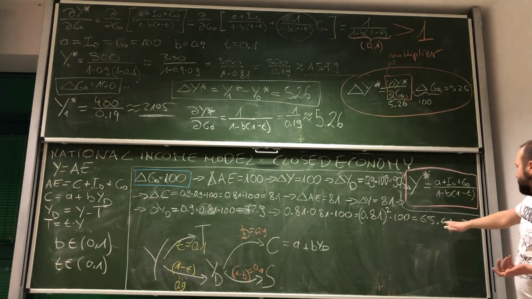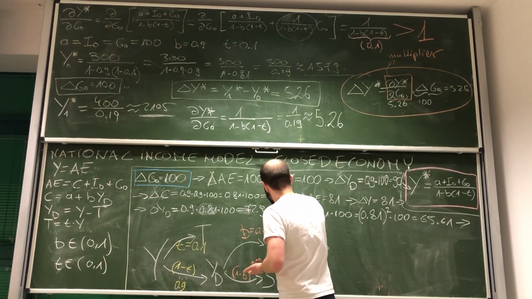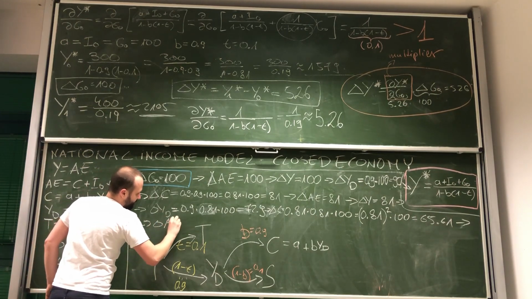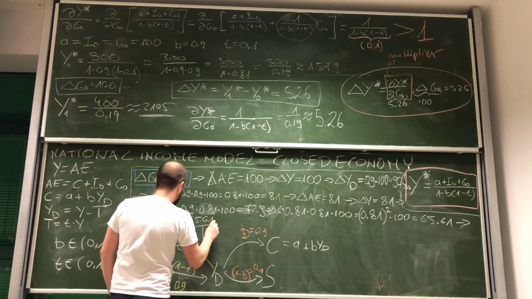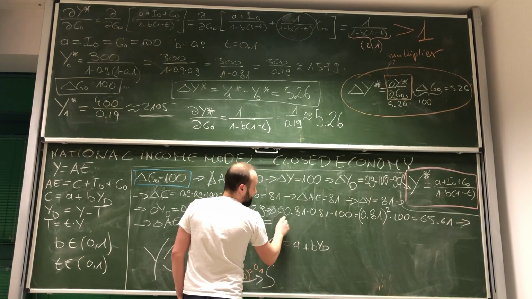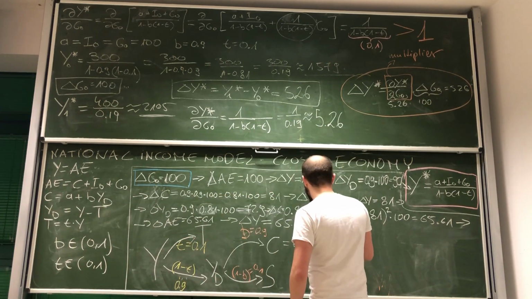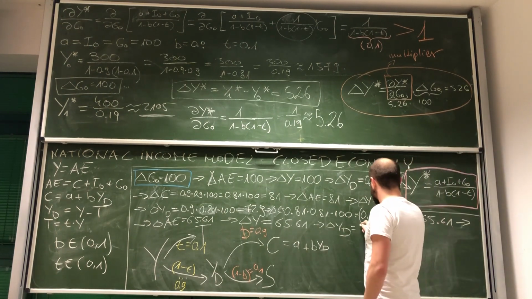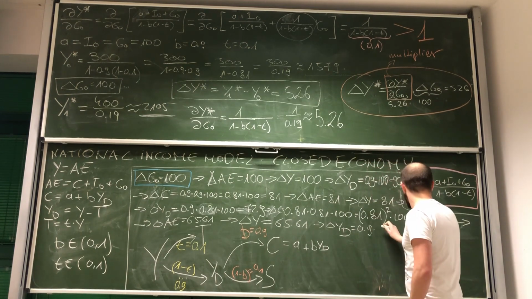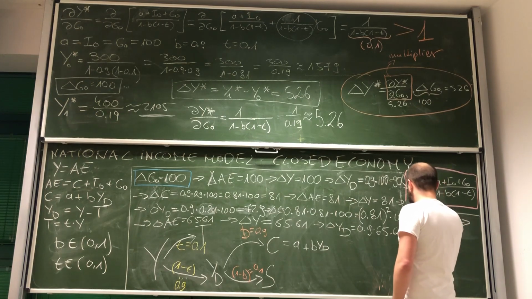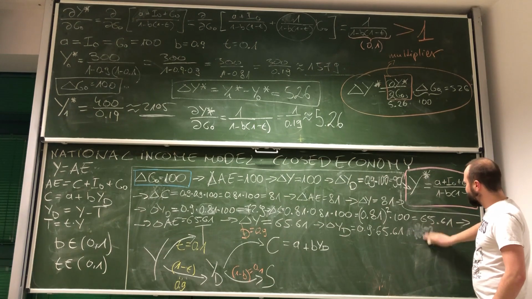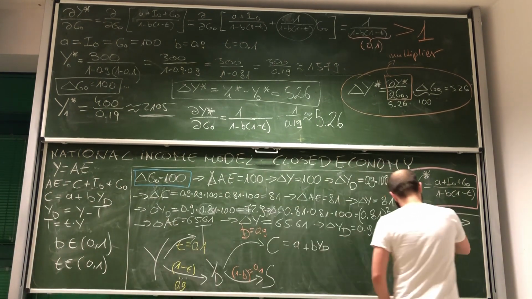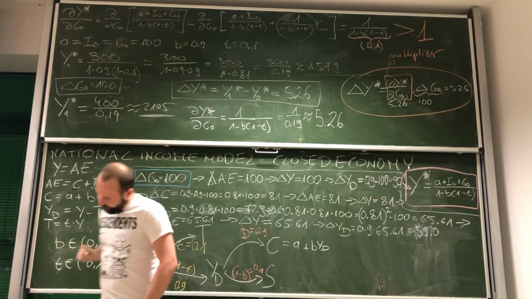Because consumption is part of aggregated expenditures, aggregated expenditures will now increase by 65.61, which means that income must increase by 65.61, which means that disposable income will increase by 0.9 times 65.61, which is something, doesn't matter. Definitely a smaller amount. Okay, let me just check. Disposable income now is going to be 59.049.